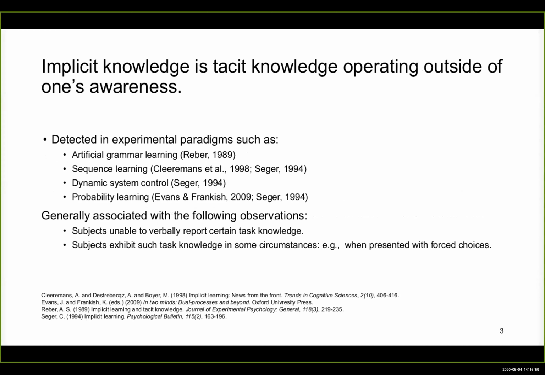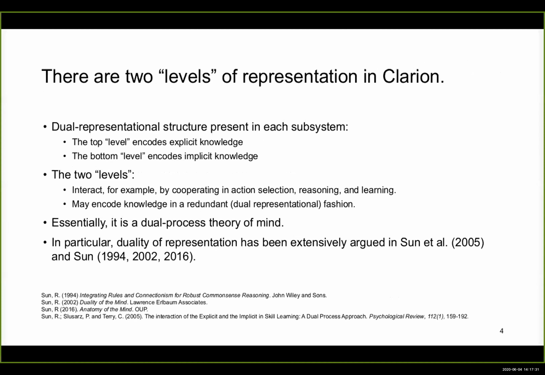A key idea in Clarion is the distinction between implicit knowledge and explicit knowledge. Implicit knowledge is simply tacit knowledge. It's generally associated with the following observations. On the one hand, we have subjects who are unable to verbally report certain task knowledge, but when we put them under certain situations, like a forced choice, they exhibit task knowledge. Explicit knowledge, on the other hand, is knowledge that people can verbalize, generally speaking.